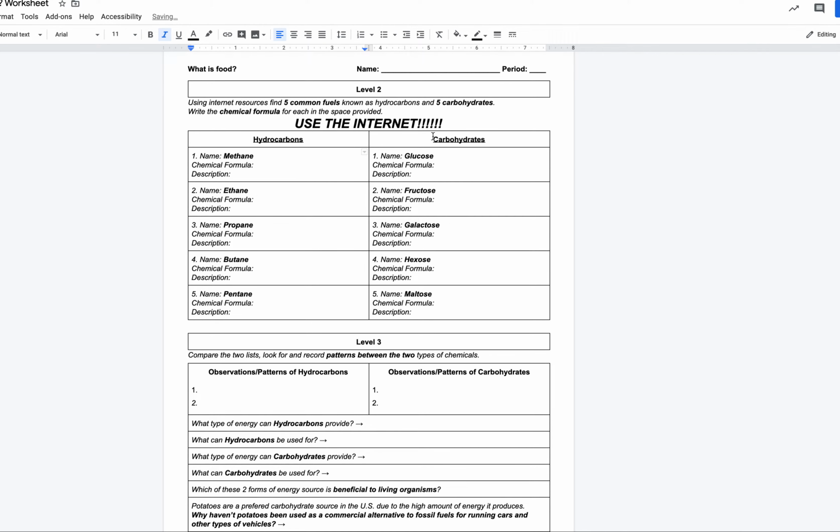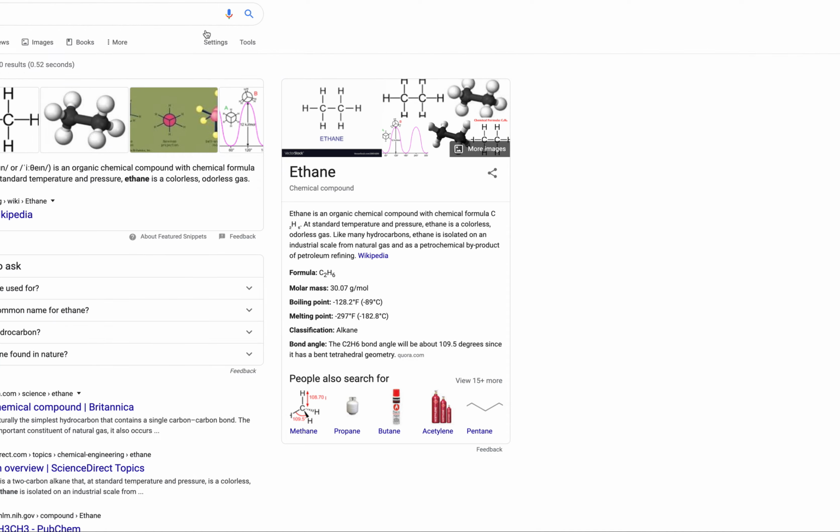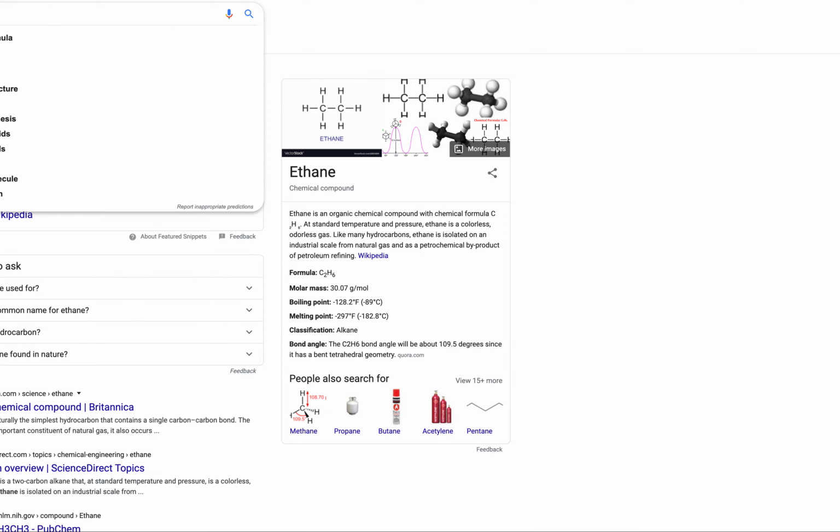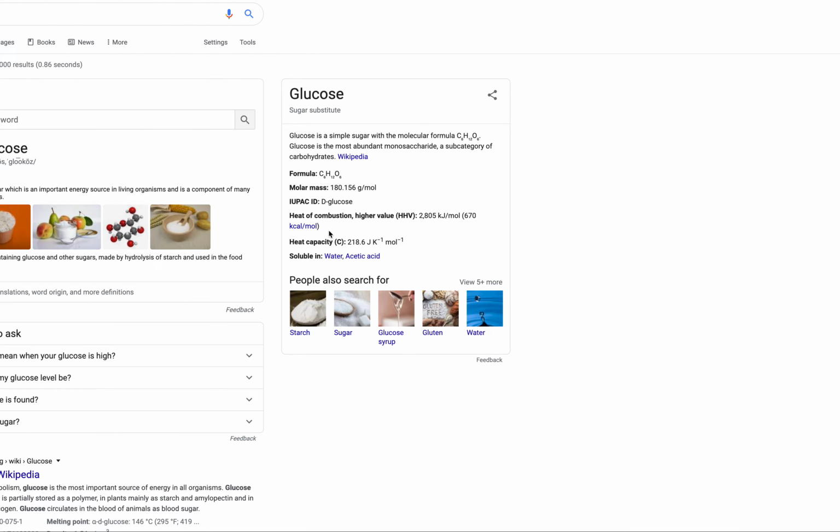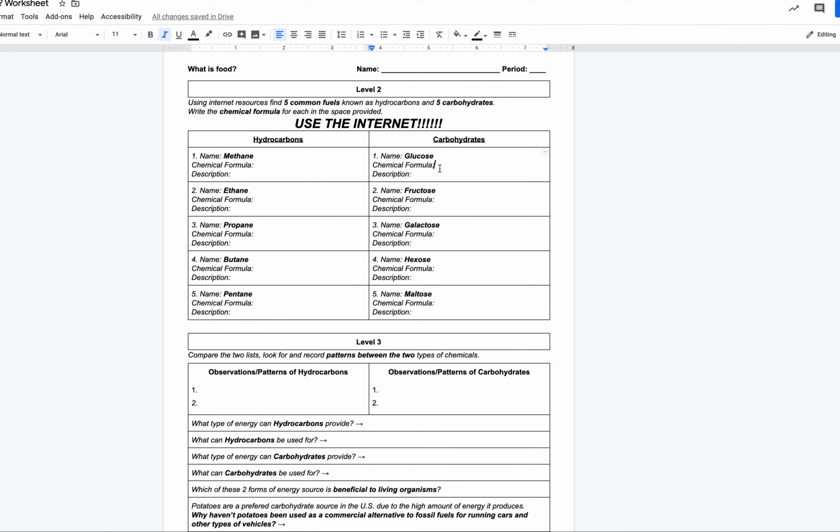Now, for carbohydrates, you gotta do the same thing. You gotta look for glucose, fructose, galactose, hexose, and maltose. So if you look for glucose, you should know the chemical formula is C6H12O6. So you write it there, right? You gotta do the same thing for all of them.